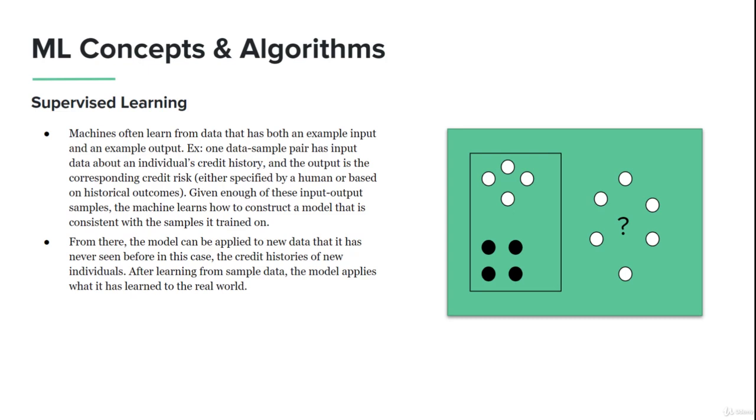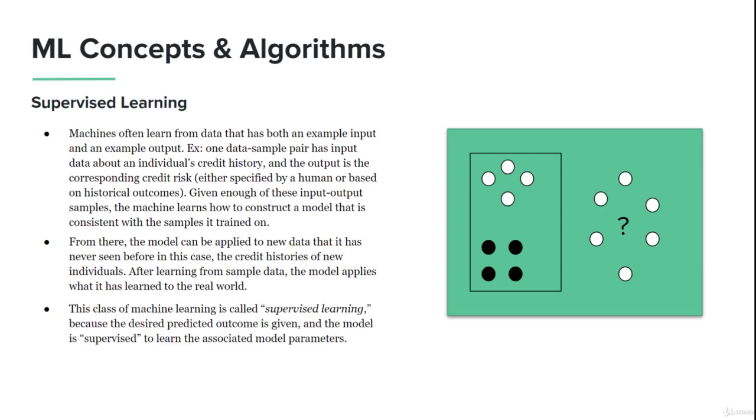Now it's able to be on the bank's website, take in applications and make decisions within a matter of seconds. And then you're able to have somebody physically look at the information, but it's all programmed through the machine learning algorithm. This class of machine learning is called supervised learning because the desired predicted outcome is given and the model is supervised to learn the associated model parameters. So this is essentially the supervised learning method.